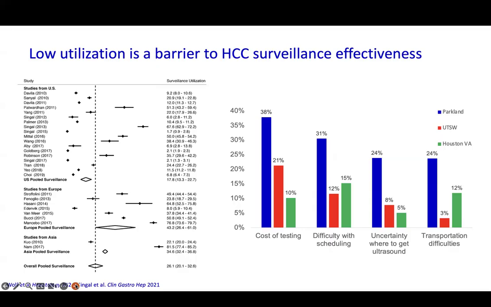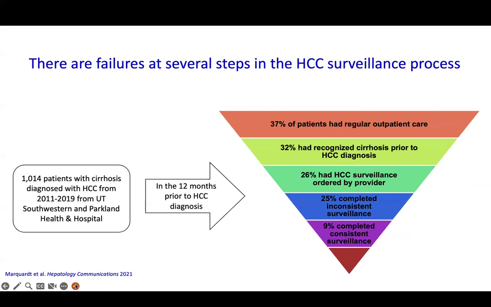And so, why did you not undergo surveillance? Well, cost, difficulty in scheduling, uncertainty on where to get the ultrasound, transportation. These were all common reasons that people didn't engage in surveillance, whether you looked at three different Texas institutions, and now Texas is not everywhere, but I would say that these are probably very common reasons that our patients don't get what we recommend, irrespective of where the patients are.